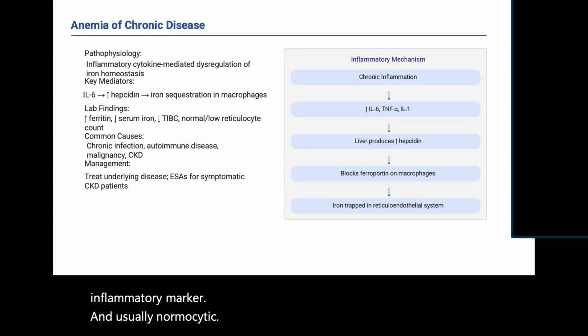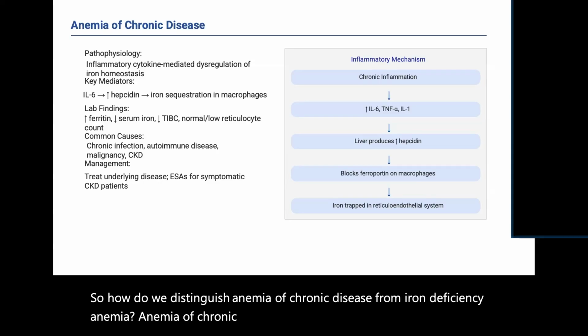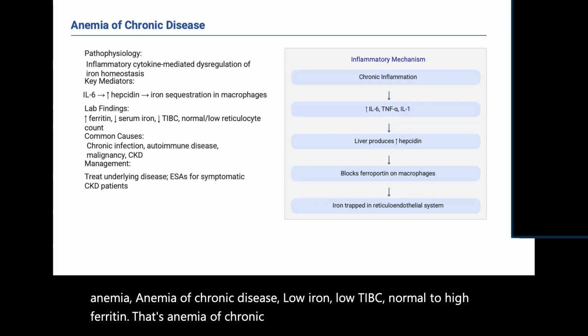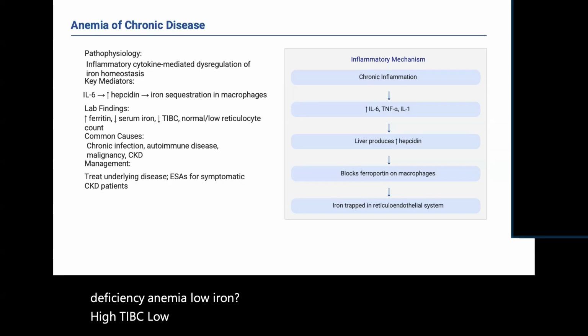So how do we distinguish anemia of chronic disease from iron deficiency anemia? Anemia of chronic disease: low iron, low TIBC, normal to high ferritin. That's anemia of chronic disease. How do we distinguish iron deficiency anemia? Low iron, high TIBC, low ferritin.